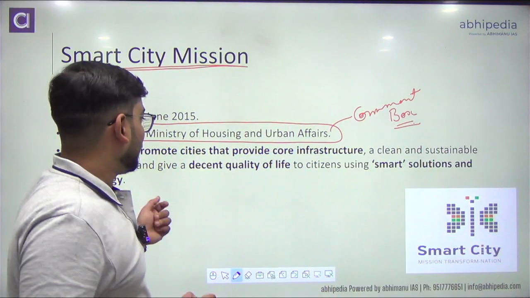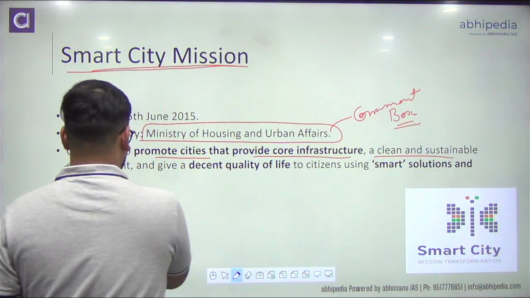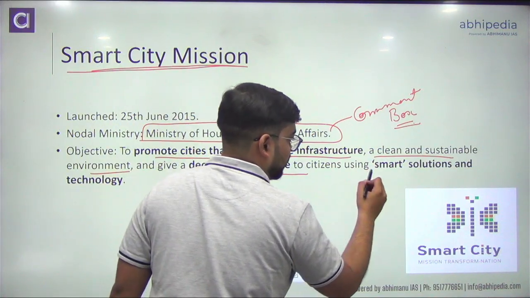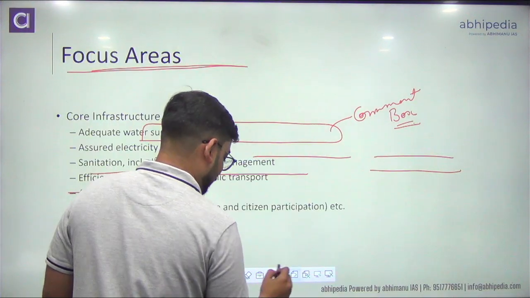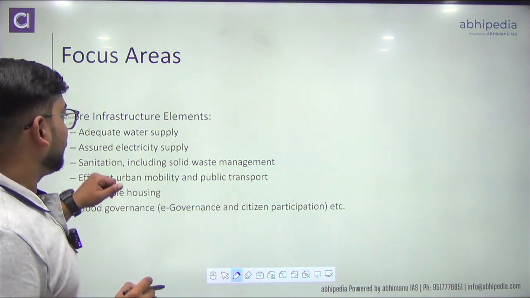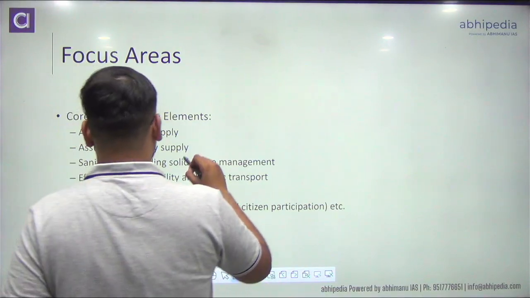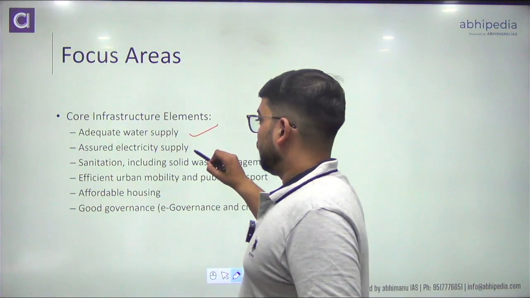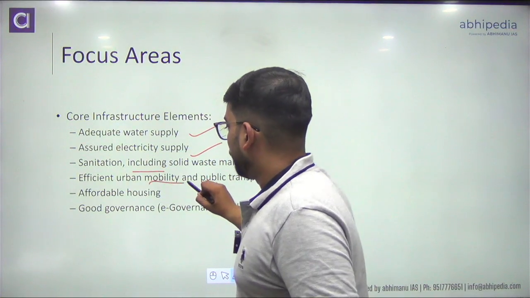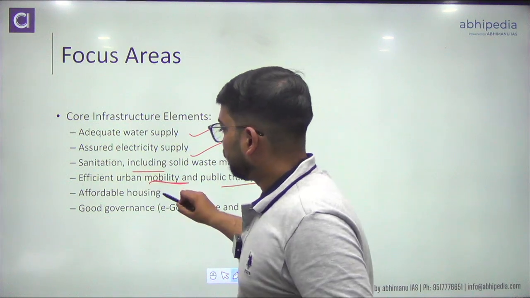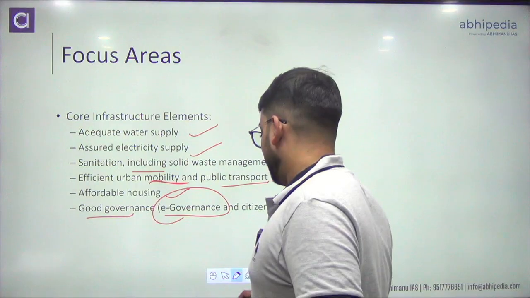Chaliye. What is its objective? To promote cities that provide core infrastructure, a clean and sustainable environment, and give decent quality of life to citizens using smart solutions and technology. Moving forward, what is its focus area? To provide core infrastructure elements. What are those core infrastructure elements? These are adequate water supply, right? Assured electricity supply, sanitation, efficient urban mobility and public transport, affordable housing, and good governance. Good governance via e-governance, right?